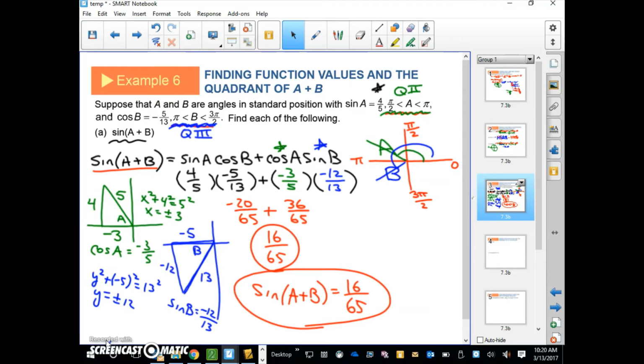So understand what A plus B means. A plus B is an angle. It's maybe kind of difficult to think about, but you've got this representing angle A, something in the second quadrant, and then you have a bigger angle, something representing a third quadrant angle. If you added those two values together, okay, sine of that angle sum is 16/65.